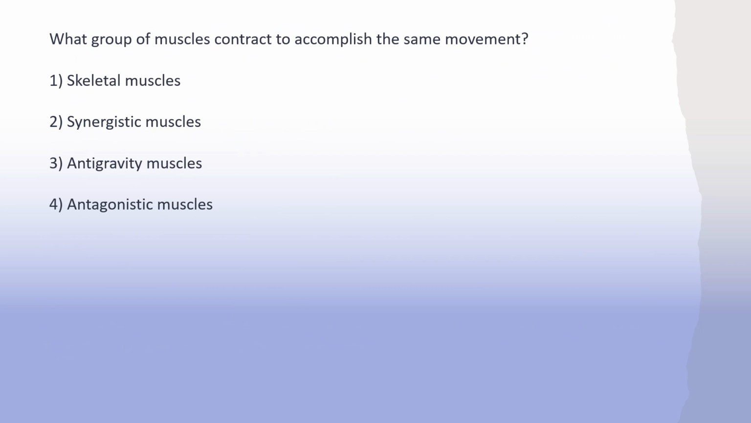What group of muscles contract to accomplish the same movement? 1. Skeletal muscles. 2. Synergistic muscles. 3. Anti-gravity muscles. 4. Antagonistic muscles.